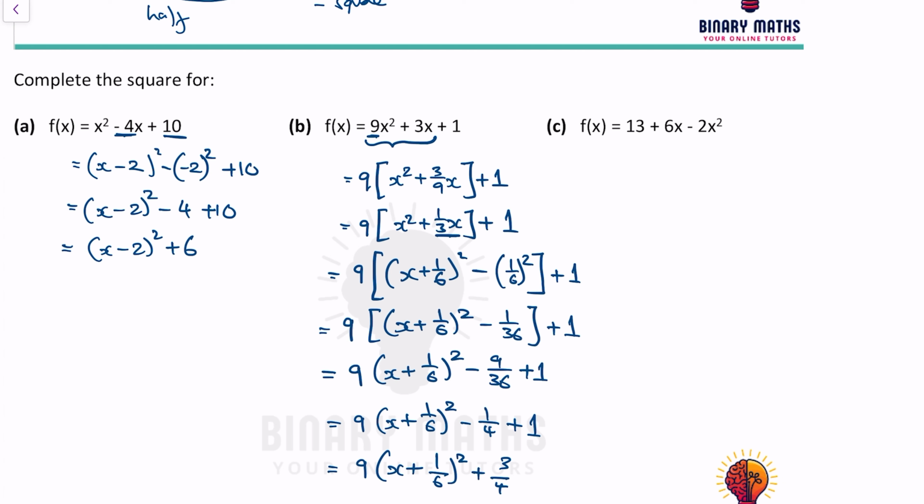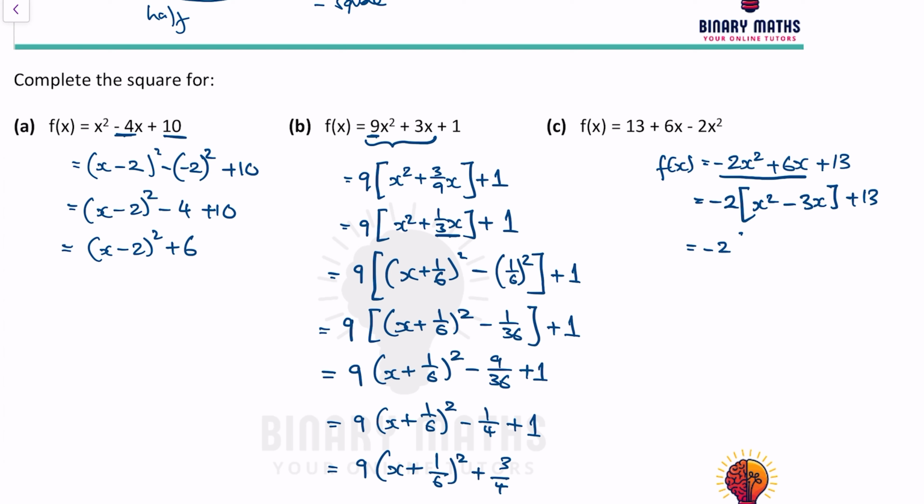If I look at the next example, I'm going to rewrite this example as -2x squared plus 6x plus 13. So always have the x squared term first, then the x term, then the constant. Again, I'm going to factorize out the -2. When I factorize out the -2, I get x squared, take away 3x, plus the 13. Always keep the constant term at the end on its own. Don't do anything with it.